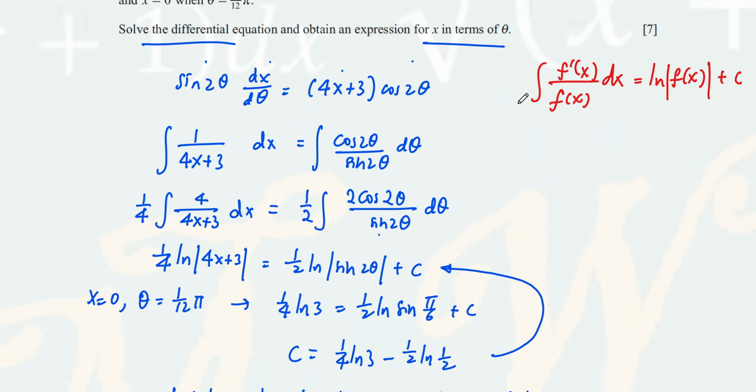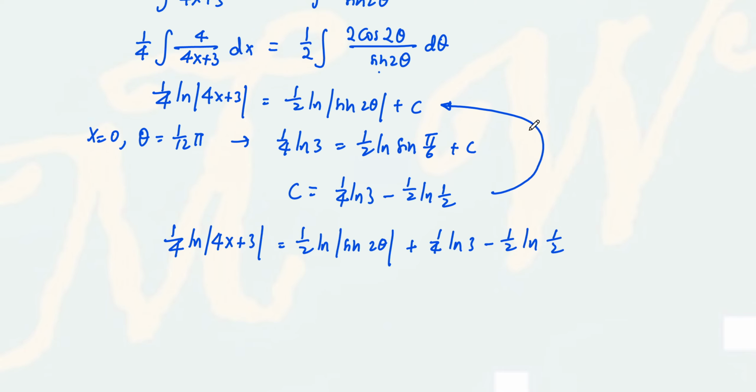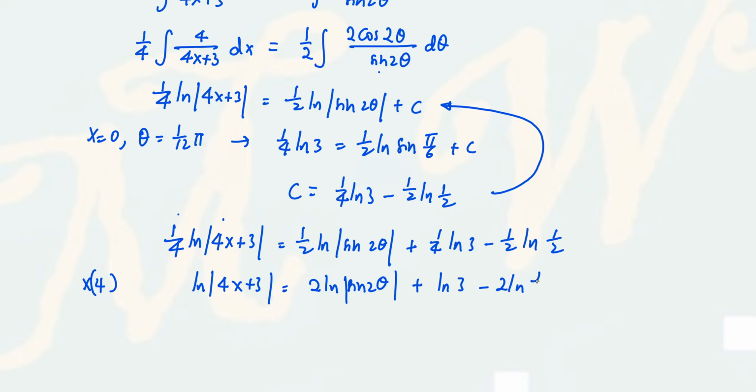Okay, so by looking at this, look at the answer, look at the question first. You need to get x as the subject, because x is in terms of theta. Now I have 4x, but before that I have 1 over 4 here. So I times the whole equation by 4. Therefore, ln of (4x plus 3) equals 2 ln sine 2 theta plus ln 3 minus 2 ln half.